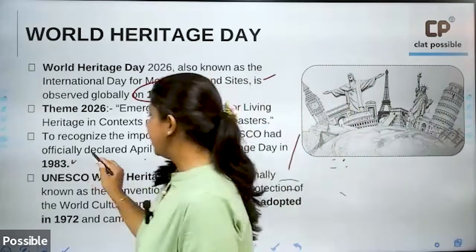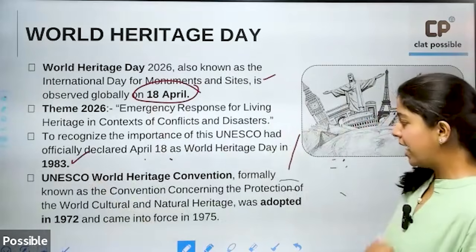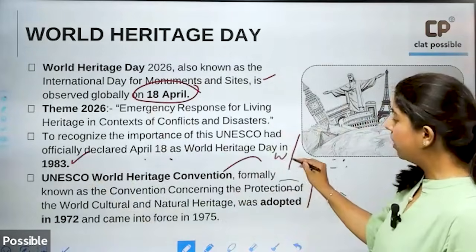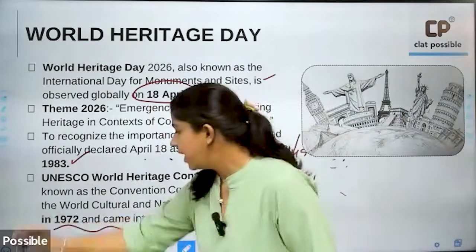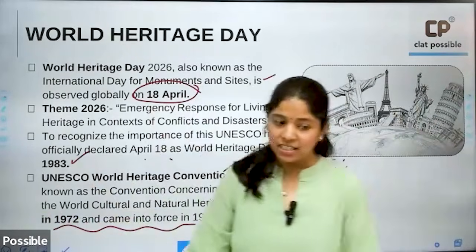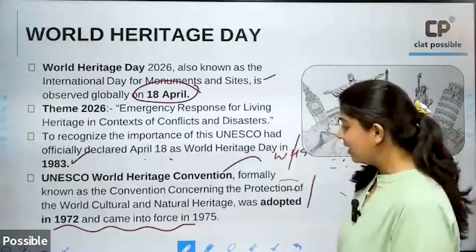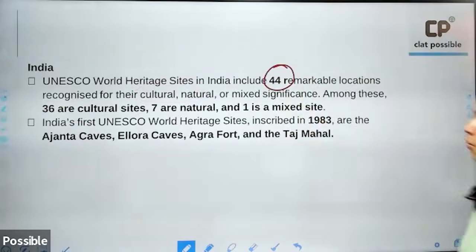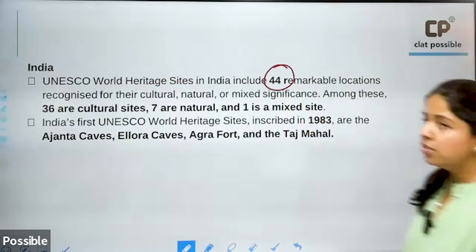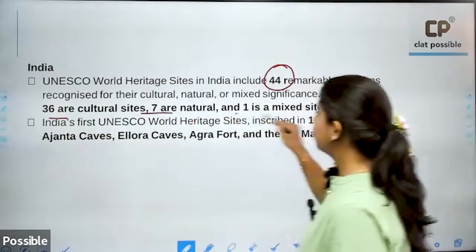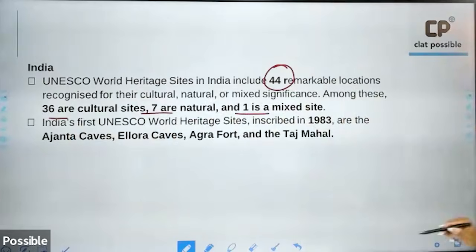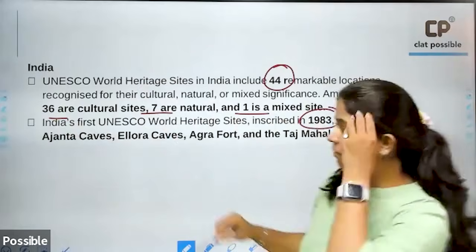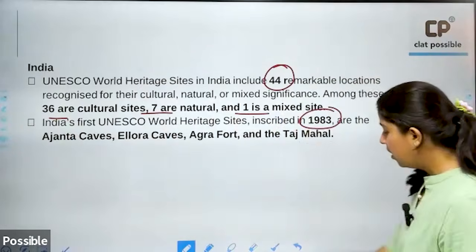So it was under ICOMOS that UNESCO officially declared 18th of April as World Heritage Day in 1983, and the UNESCO World Heritage Convention, which basically undertakes the announcement of World Heritage Sites, was launched in 1972 and came into force in 1975. Under this particular program, India has 44 World Heritage Sites, out of which 36 are cultural, 7 are natural, and 1 is a mixed site. The first sites from India were announced in 1983, and they were the Ajanta Ellora Caves, Agra Fort, and the Taj Mahal.